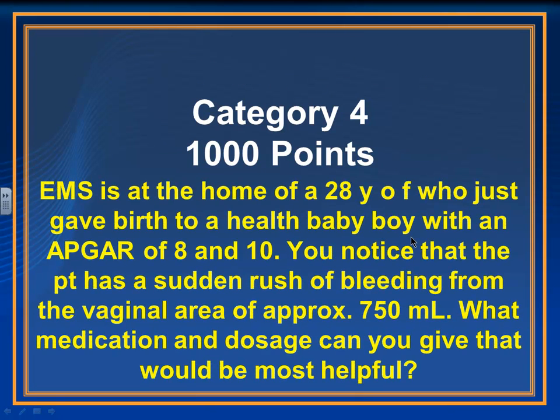All right, EMS is at the home of a 28-year-old female who just gave birth to a healthy baby boy with an APGAR of 8 at 1 minute and 10 at 5. You notice that the patient has a sudden rush of bleeding from the vaginal area of approximately 750 milliliters. What medication and dosage can you give that would be most helpful? Pregnant female, healthy baby, healthy delivery, 750 milliliter blood loss. What are you going to give her?